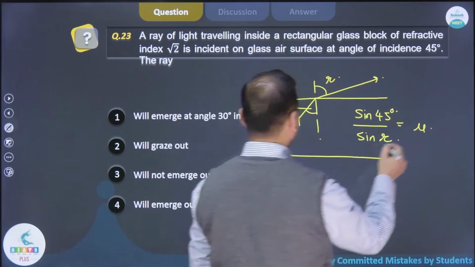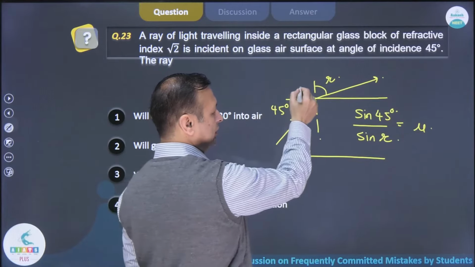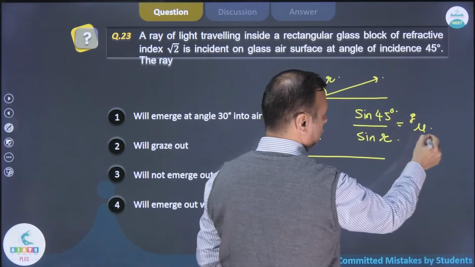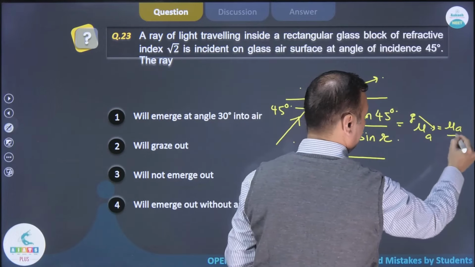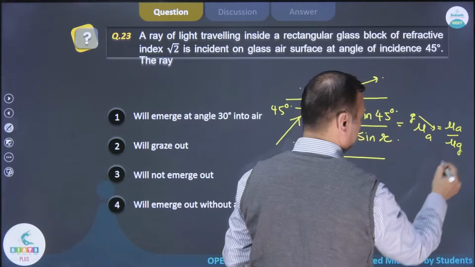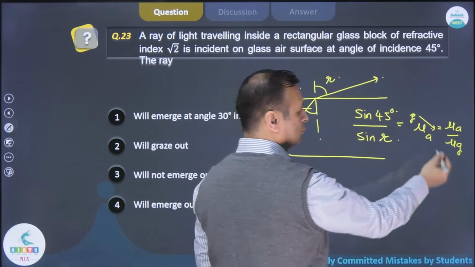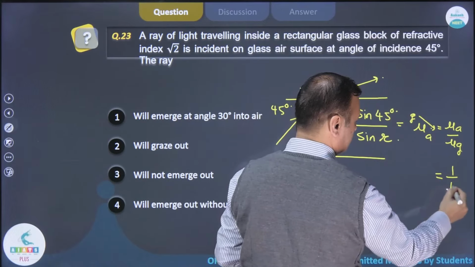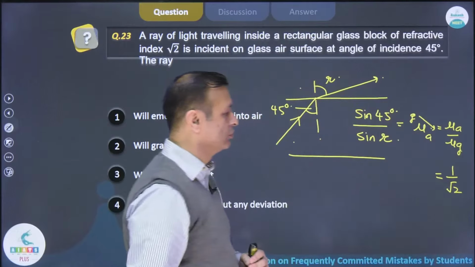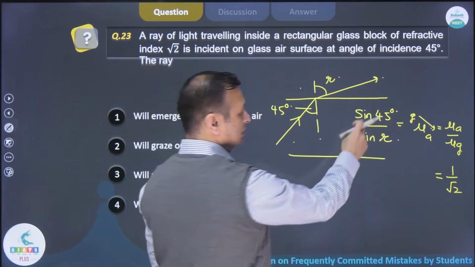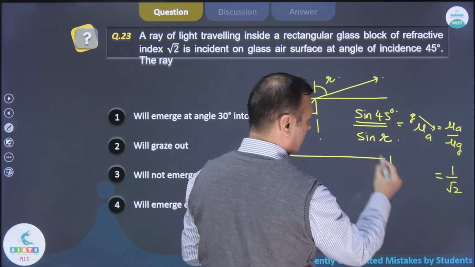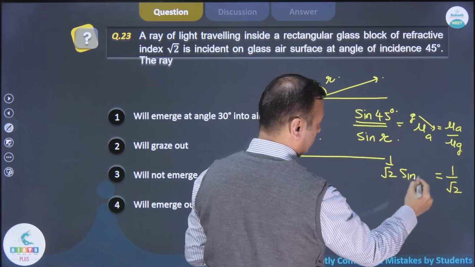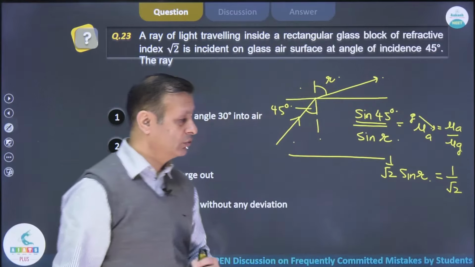mu. And you are moving from glass to air. So glass to air, and you simply put it as mu A by mu G. And this mu air is 1, mu glass is known to us as root 2. Got it? On the left hand side, sine 45 is 1 by root 2, and sine R, we have to find out this, comment on this R only.